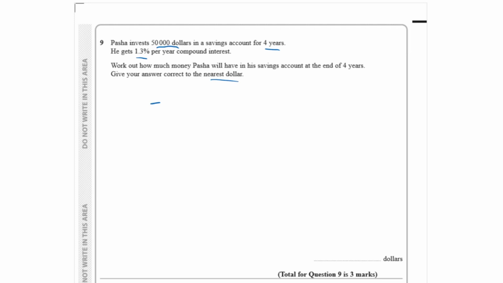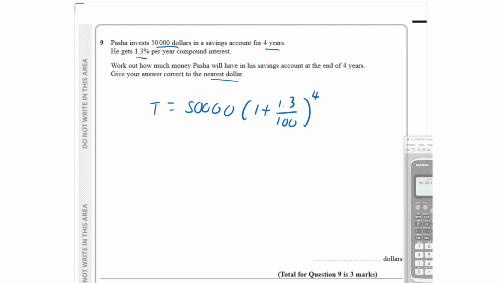So the total will equal 50,000, because this is the initial amount, multiplied by 1 plus the percentage, so 1.3 divided by 100, to the power of 4. We can simply put this into a calculator and get our answer.